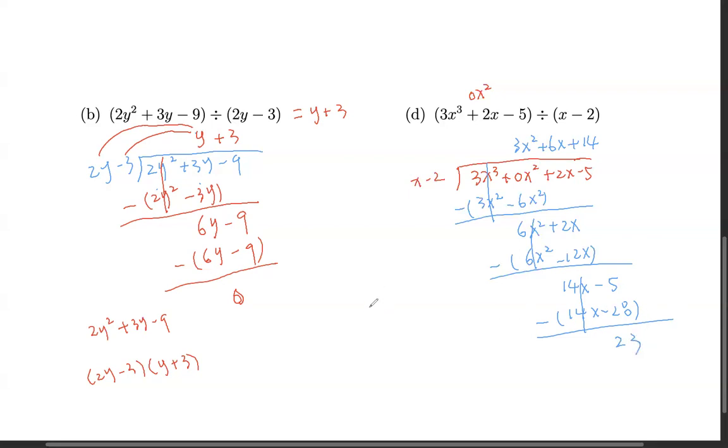So this one also has a remainder. So we write the answer as this equals, first, the quotient, 3x squared plus 6x plus 4, then plus the remainder, 23 over the divisor, x minus 2. And we also have a polynomial part, polynomial degree 2, and we have a rational part.